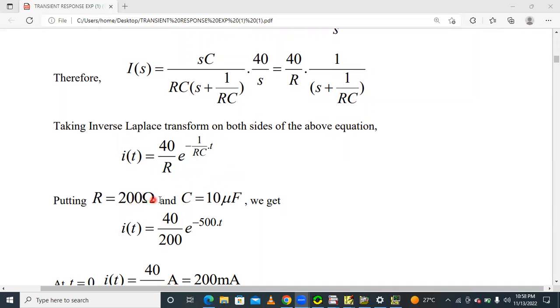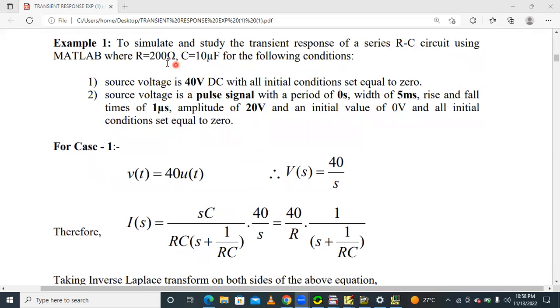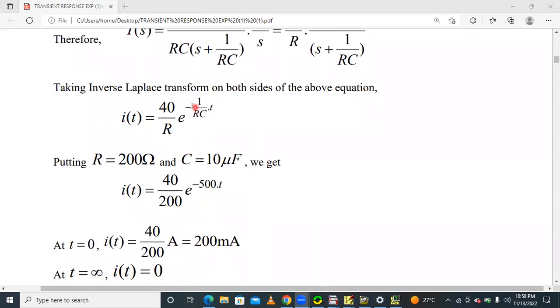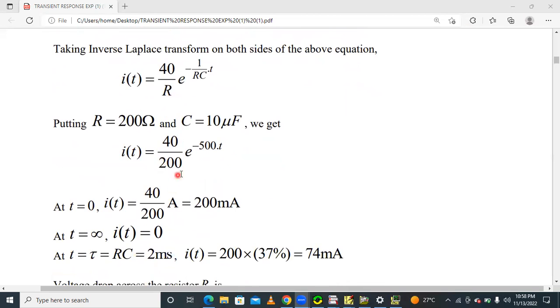Substitute R is equal to 200 and C is equal to 10 microfarads. Then you will get I of t is equal to 40 by 200 into e power minus 500 into t. RC is called the time constant, and then you get this expression. At t is equal to 0, e power 0 is 1, so 40 by 200 is equal to 200 milliamps.